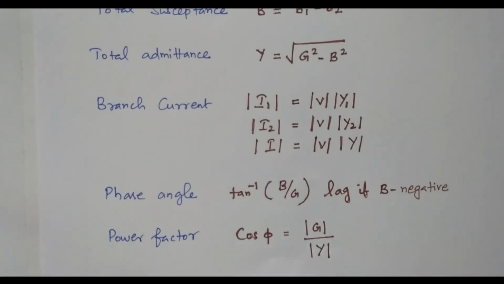So in this video, we analyzed the parallel RLC circuit. Two branches are available. We calculated the impedance and reactance for branch 1 and branch 2. Then we also calculated the conductance, susceptance and admittance of branch 1 as well as branch 2, as well as for the total circuit. Thank you.